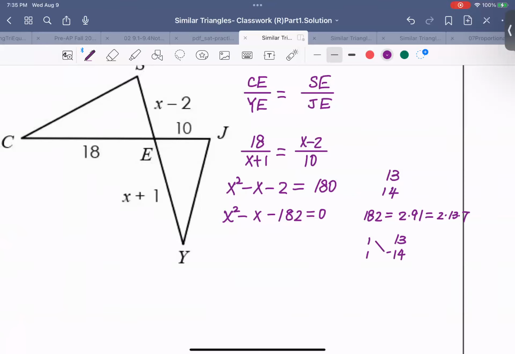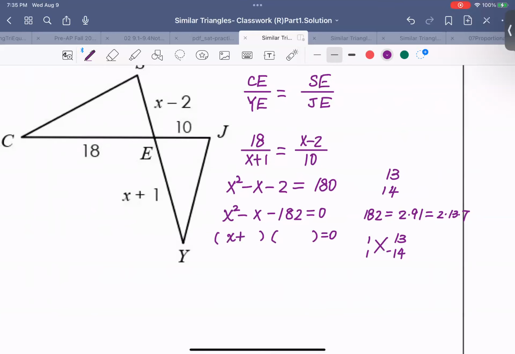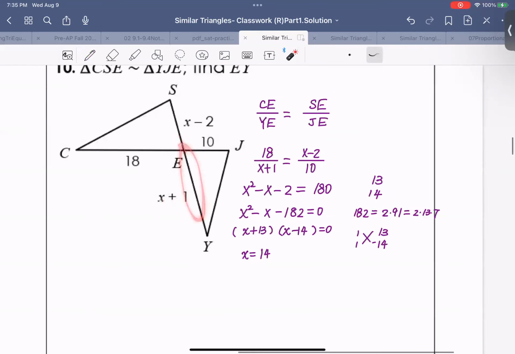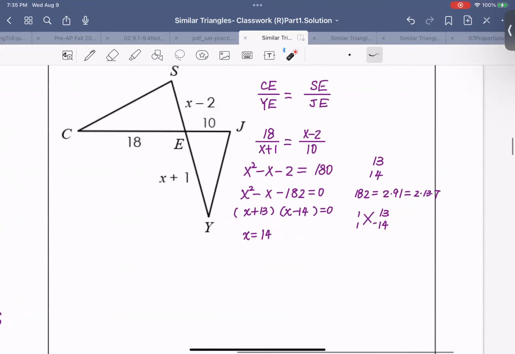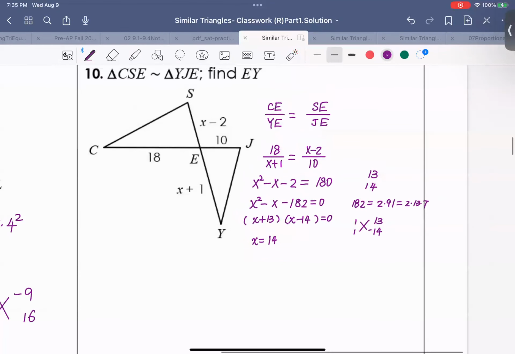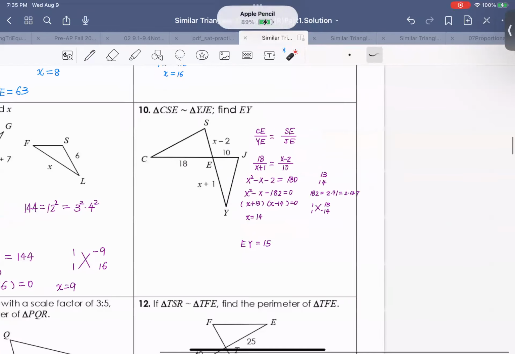So you do the cross. Then this guy will be who times who? X plus 13 times X minus 14. Good. So x will be? X equals negative 13 or 14. But negative 13 won't be correct. So you choose the positive 14. And then because angle EY is 15. That's not angle, that's length. Segment. Yeah, that's angle. This is length. Okay. This is number 10.